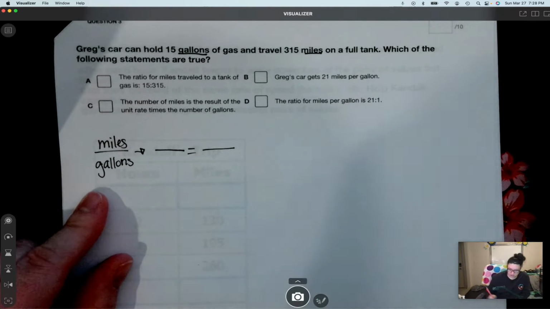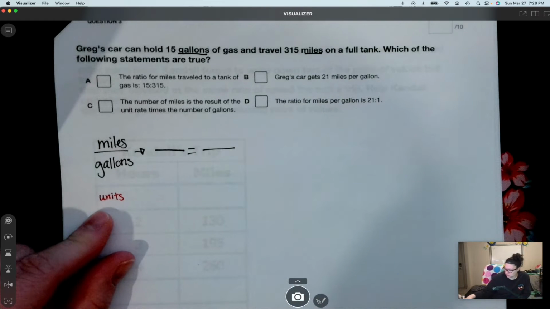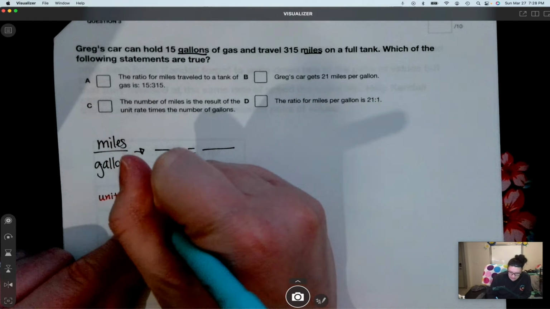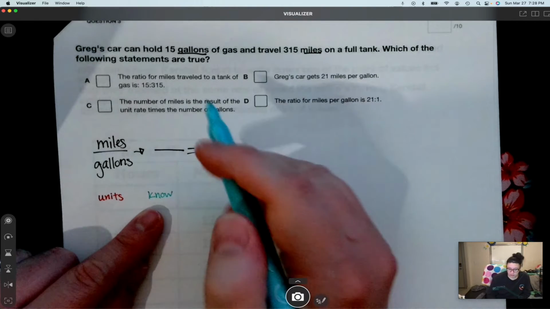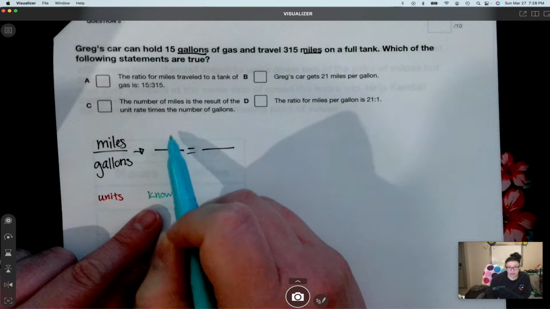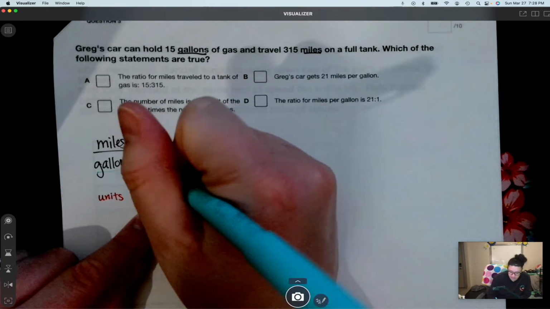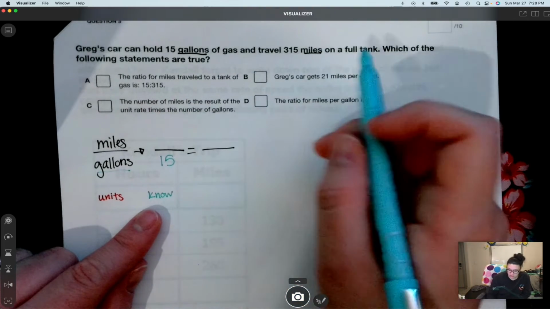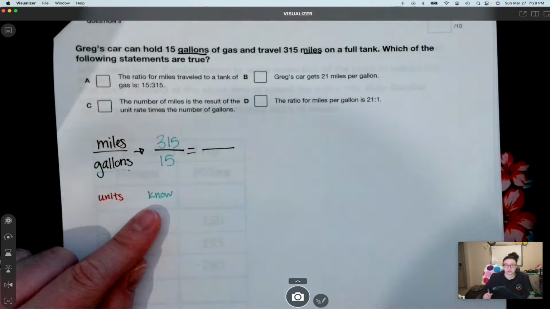Remember, this first bit are the units that we're comparing. Then we want to take a look at the information that we know from the problem. In this problem, we know that there's 15 gallons. Would that go on top or bottom? My gallons number is on the bottom, so 15 should go there. 315 miles should go on top because that's where my miles numbers are.